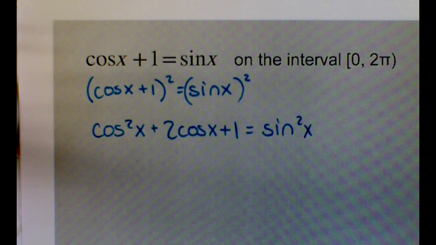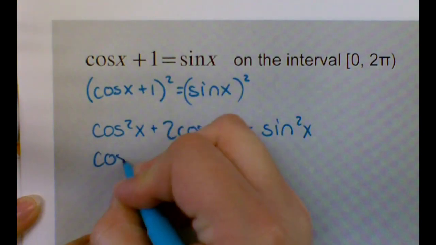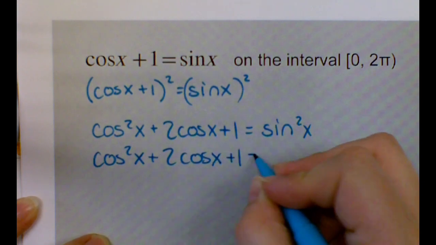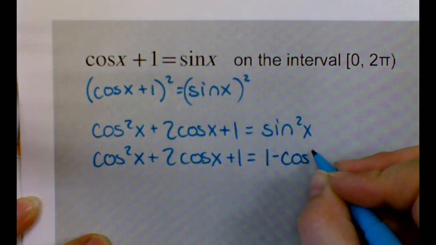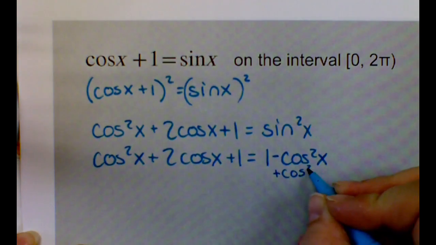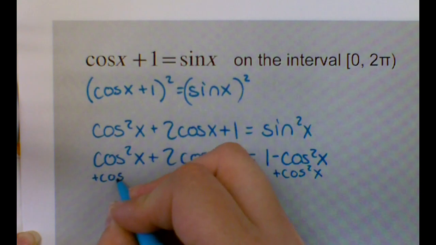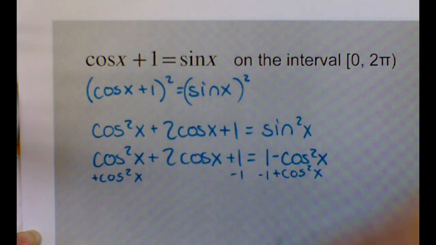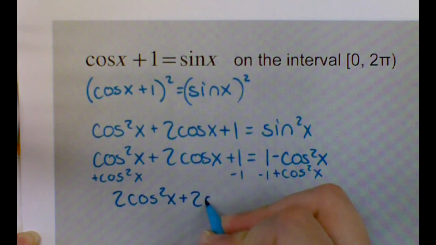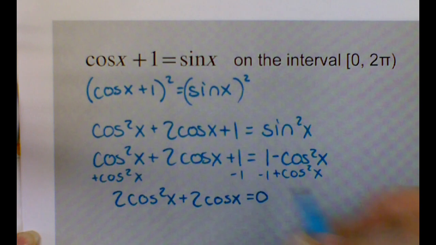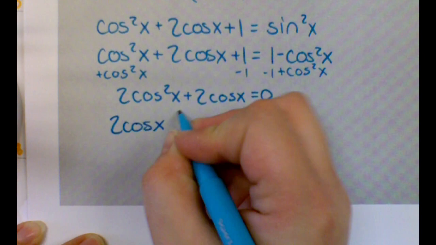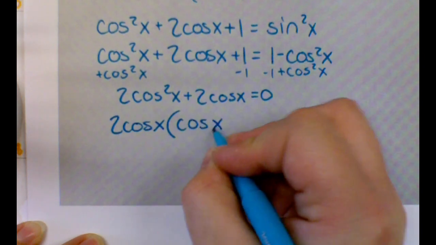Now I can rewrite it in just cosines. So I will change sine squared to 1 minus cosine squared. And then I'll get my like terms on the left. Add cosine squared. Subtract that 1. I get 2 cosine squared of x plus 2 cosine of x equals 0. Now let's factor out our GCF. 2 cosine of x times cosine of x plus 1.